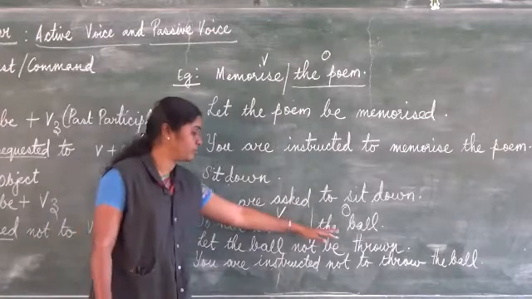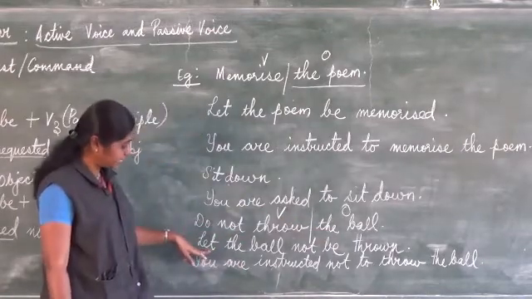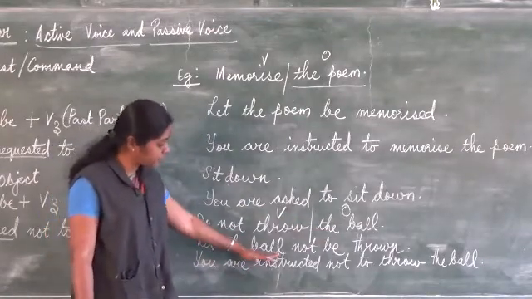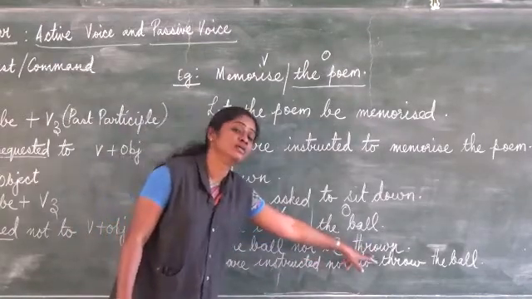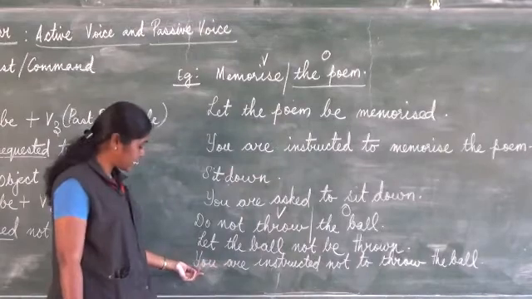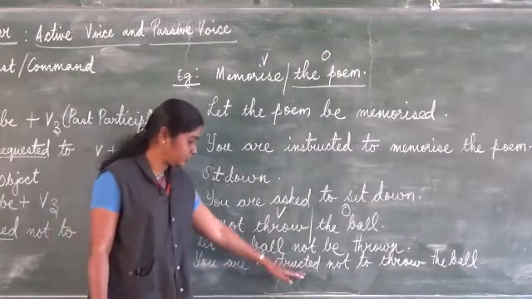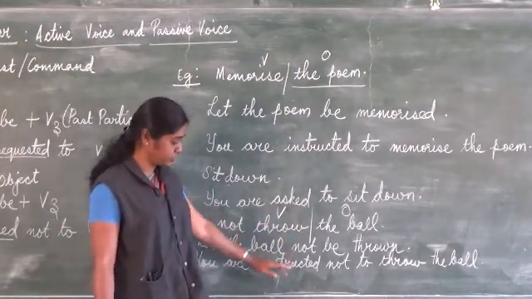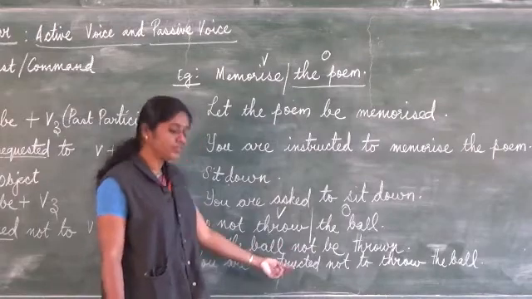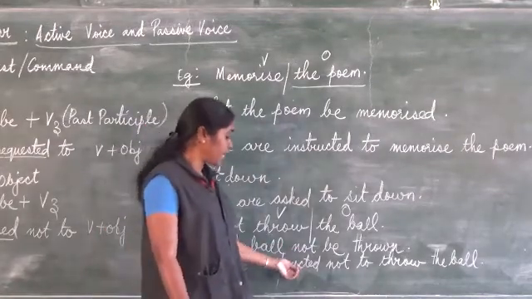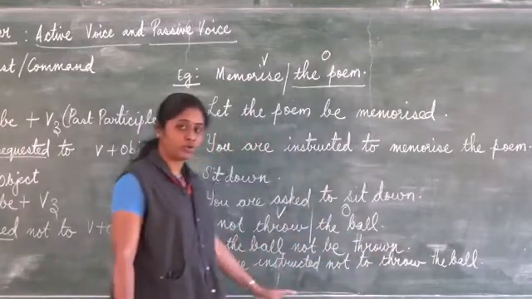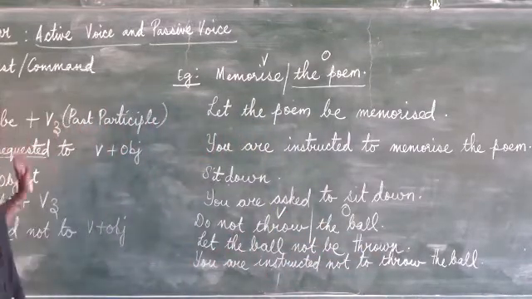Do not throw the ball. The first method is let the ball. After writing the object, you have to use the negative word, then be, then V3 of the verb. Second method, you are instructed, because this is a kind of instruction, you are instructed, or you can even simply write it as you are asked. Okay, you are instructed or you are asked not to throw the ball. This is for imperatives.